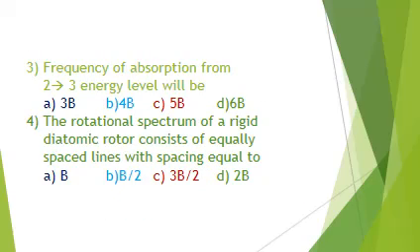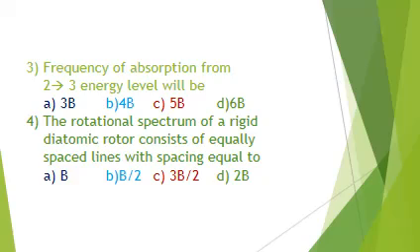Question number 3. The frequency of absorption from the 2 to 3 energy level will be? If we consider the Ej value, Ej will be equal to B into J into J plus 1. You put J equal to 2, the energy Ej will be equal to 6B. If we put J equal to 3, Ej will be equal to 12B. If you take the difference, 12B minus 6B, that will be equal to 6B. Therefore, the correct option is D.